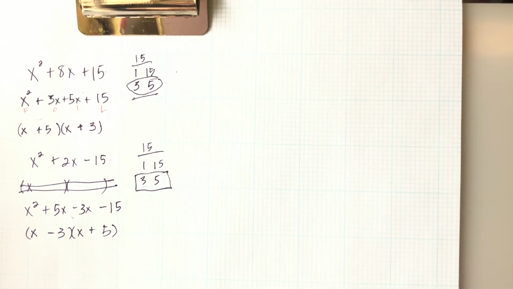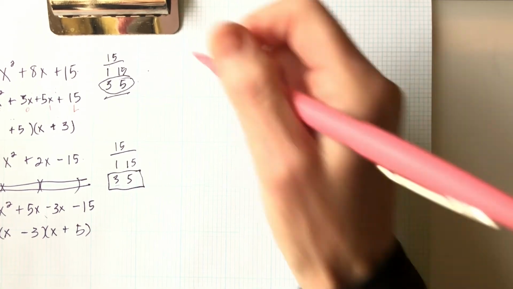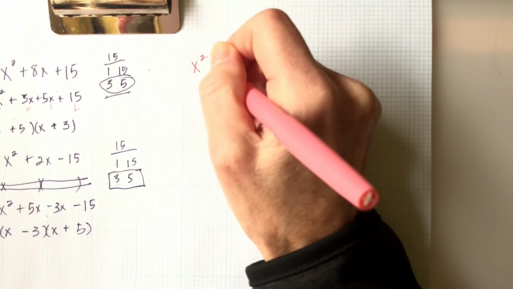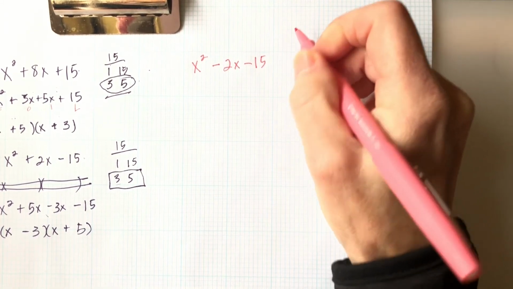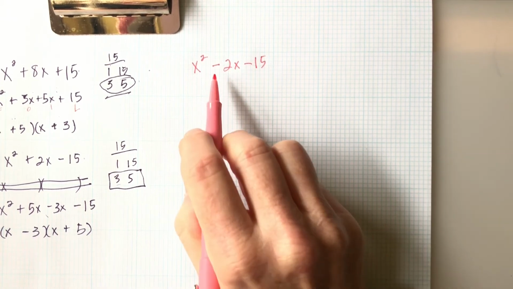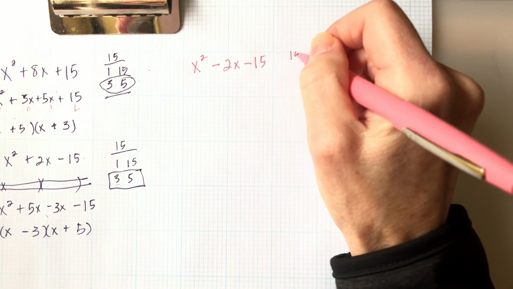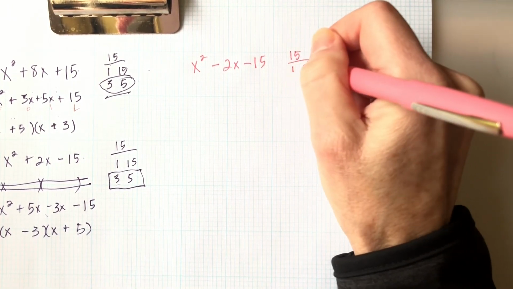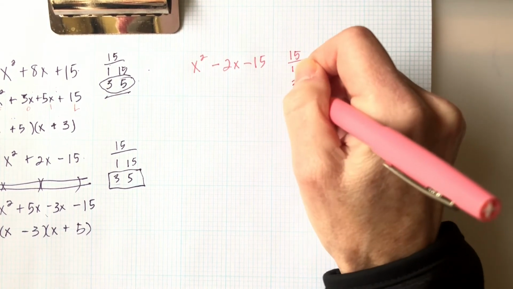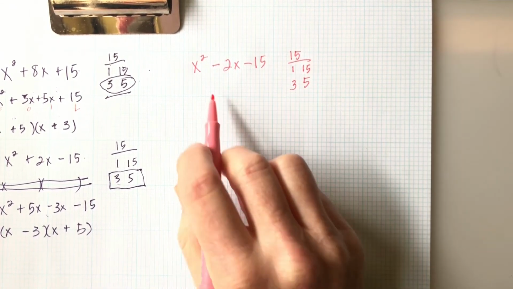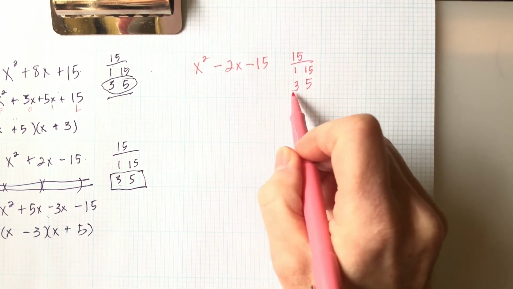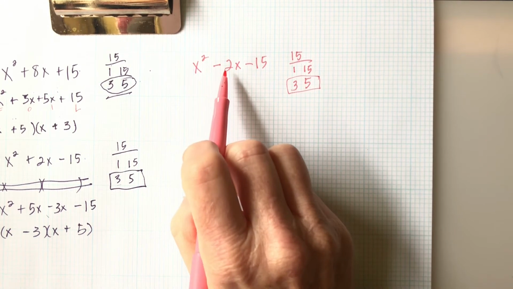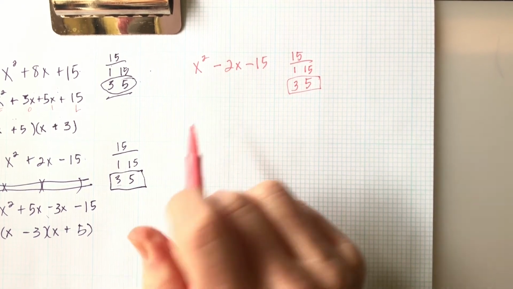Another example is x squared minus 2x minus 15. Now notice all I'm doing is changing some of the plus and minus signs here, just to give you the idea of what's going on with those signs, which is really important, obviously. So again, we're looking at the 3 and the 5. We want that difference of negative 2 this time.